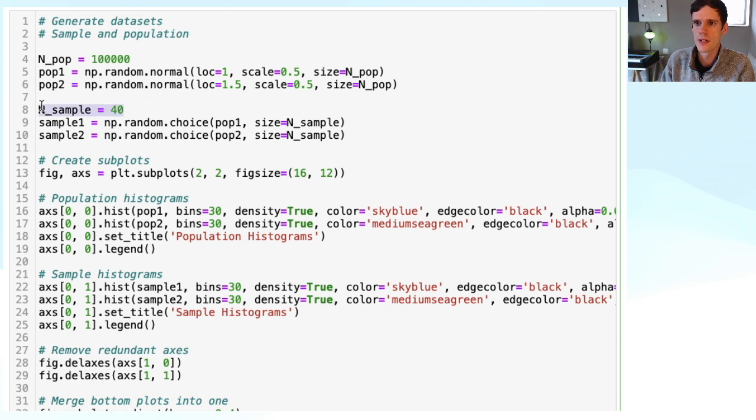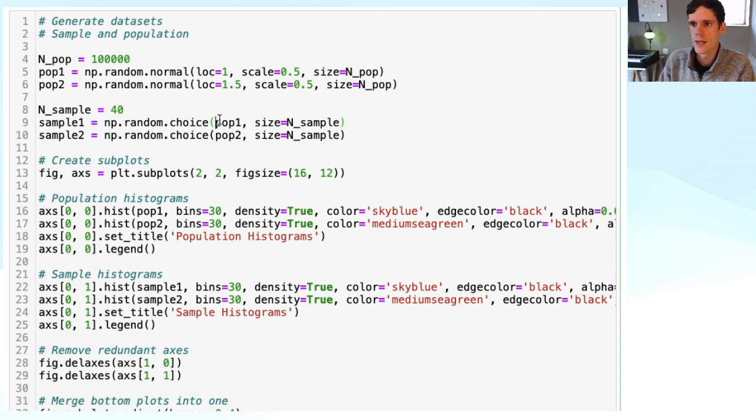In this first line, we define the number of data points that we want to have in our sample dataset. In this case, we take 40. And then we define a new Python array that will represent our sample dataset. So we call it sample1, and we put it equal to numpy.random, because we're dealing with random numbers, and then we add .choice. This choice function takes in two parameters.